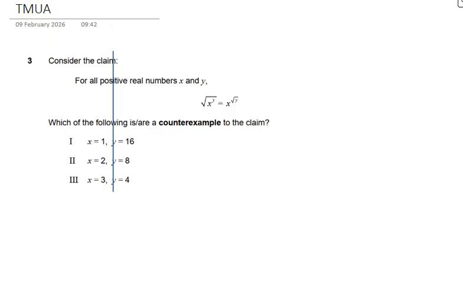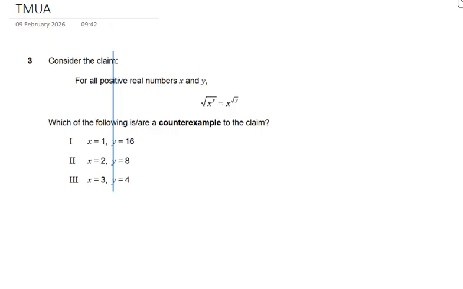This type of question is very common in TMUA and other aptitude examinations because they test your understanding rather than the calculation. Now the claim given is: for all positive real numbers x and y, root of x to the power y is equal to x to the power root y, and we are asked which of the following pairs is a counterexample to this claim.